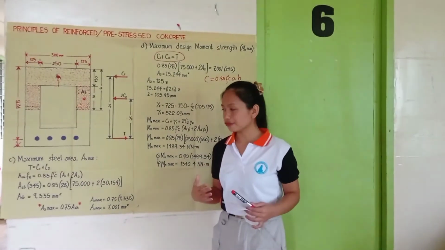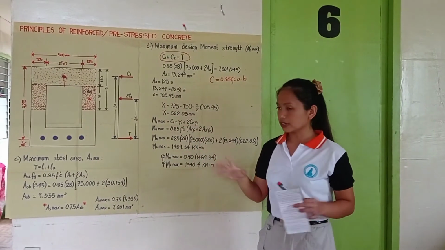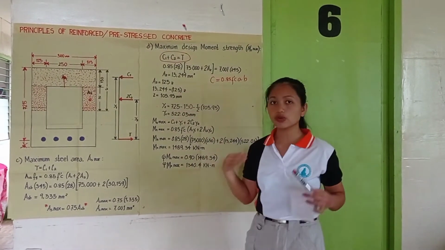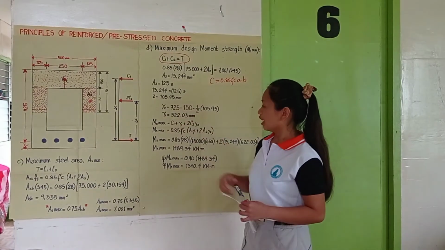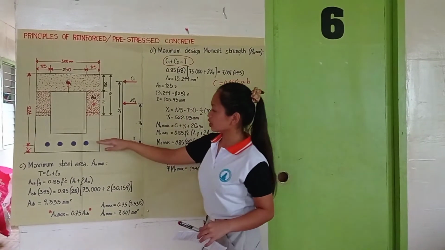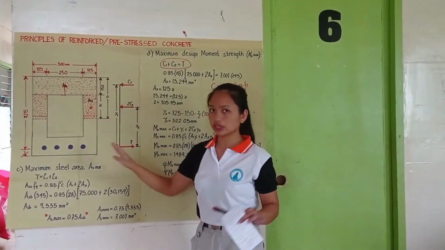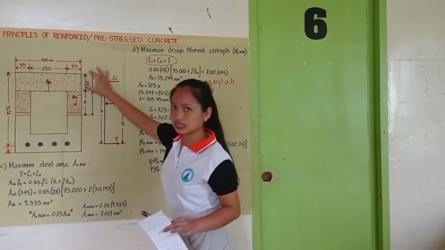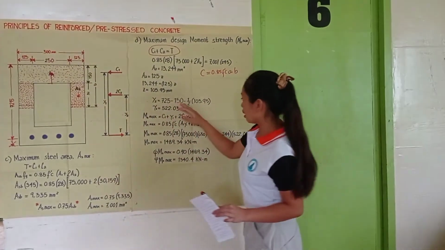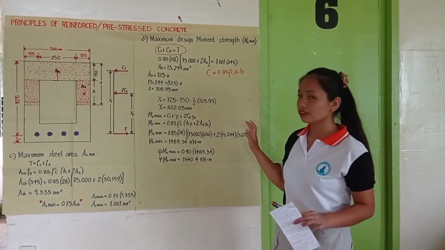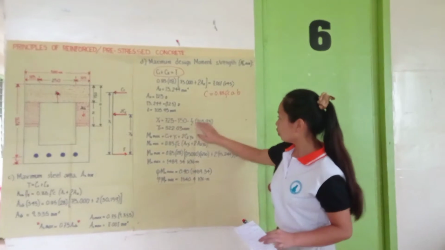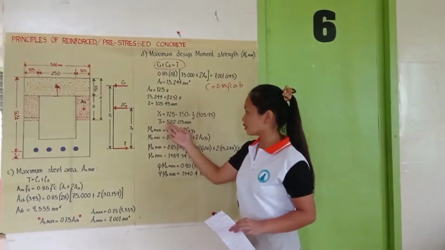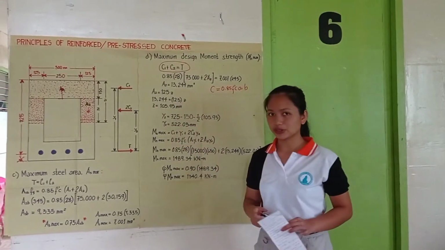We will now solve for our Y2 because we have arrived at a new value of area 2, a new value of Z, and a new value of Y2. And that will be 725, the same solution as what we have done earlier, minus 150 since this is not included in our length, minus 1/2 of the new value of Z, 105.95. So our new Y2 is 522.3 millimeters.